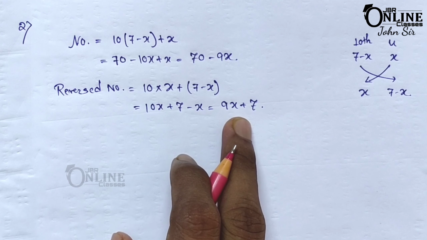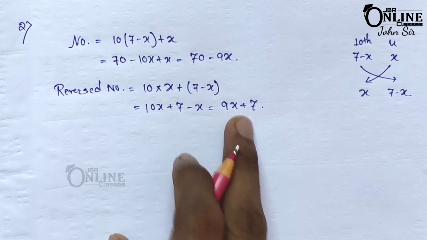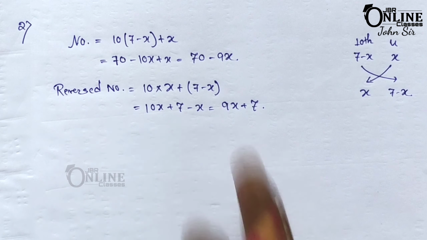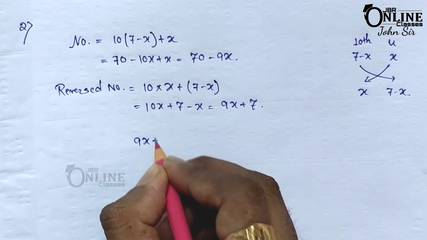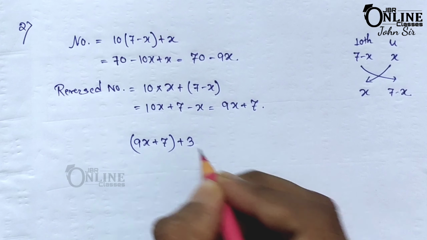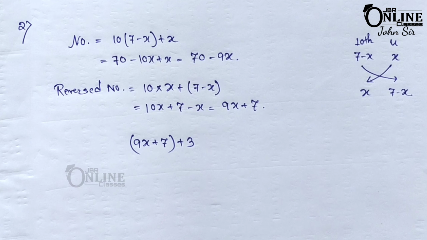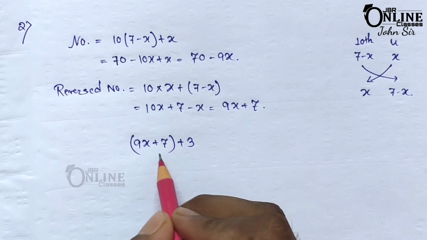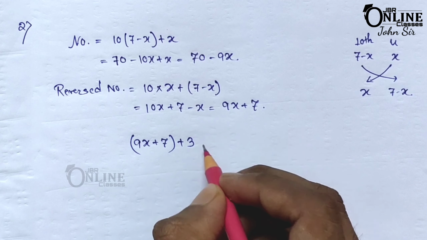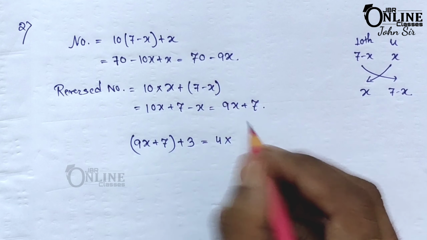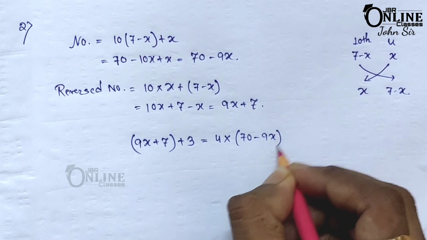Now the condition is the new number increased by 3 is less than 4 times the original number. So if the new number, 9x plus 7, is increased by 3, it is less than 4 times the original number. That means if you increase the new number by 3, then it will equal 4 times the original number.